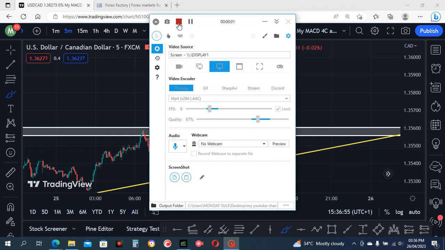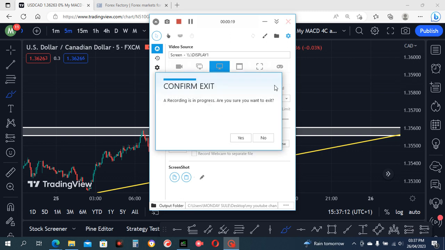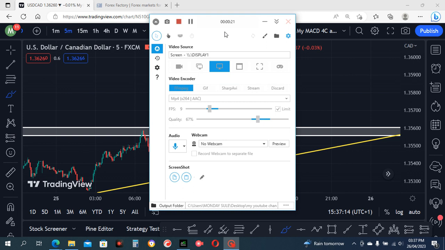How to do top-down analysis for scalping. First of all, to do a top-down analysis for scalping, you need to go to your higher time frame. You can start from daily time frame, or 4-hour time frame, or 1-hour time frame. Okay, so let's start.